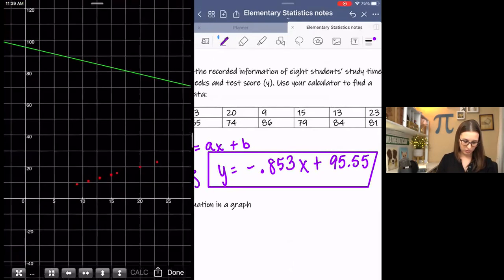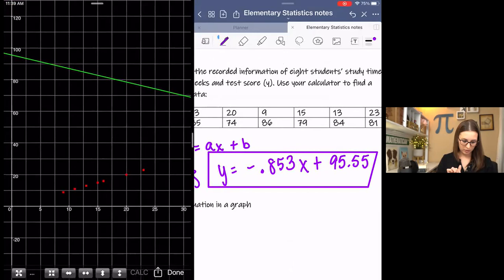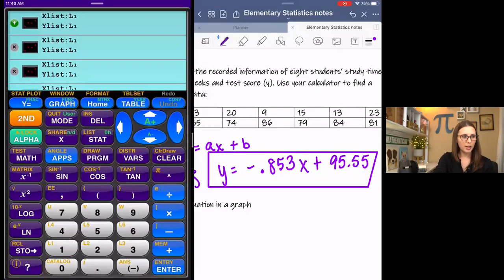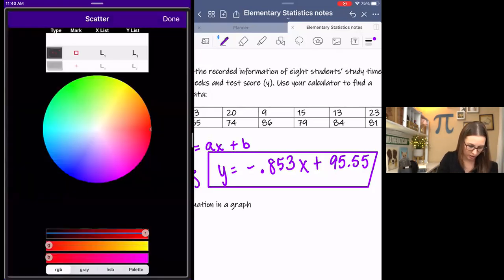Uh-oh. I got a problem. Look here, my line does not match my scatter plot. Hold on, I gotta troubleshoot. Okay, see what happened. I went back to my stat plot. I should have noticed this at first because I've done this problem before, but if you look at my Y list, it says L1. I need to change that to L2.